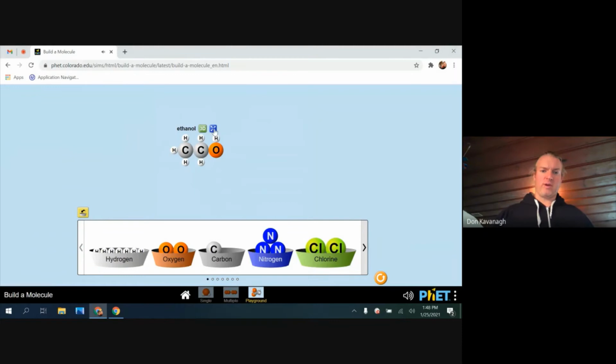Let's try a different arrangement. Let's put the oxygen in the center and see what happens. So again, this oxygen is already bonded twice to each carbon, so I'm going to take a bond there. Let's see what this does.